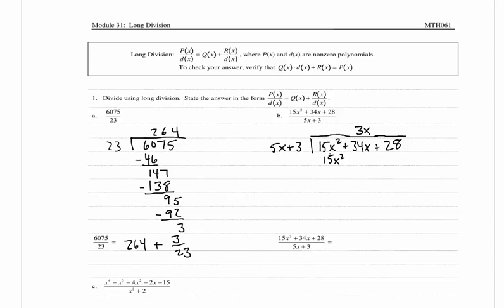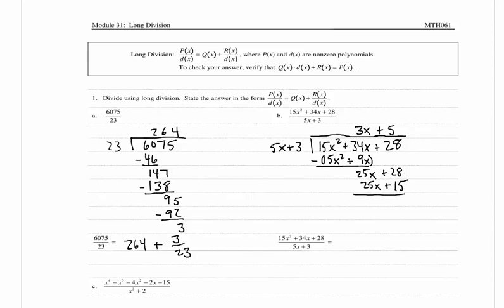And 3x times 3 is 9x, so plus 9x. And now we're going to subtract. 15x squared minus 15x squared is 0. 34x minus 9x is 25x. We're going to carry down the 28. And now 25x divided by 5x is 5. So 5 times 5x is 25x. And 5 times 3 is 15.